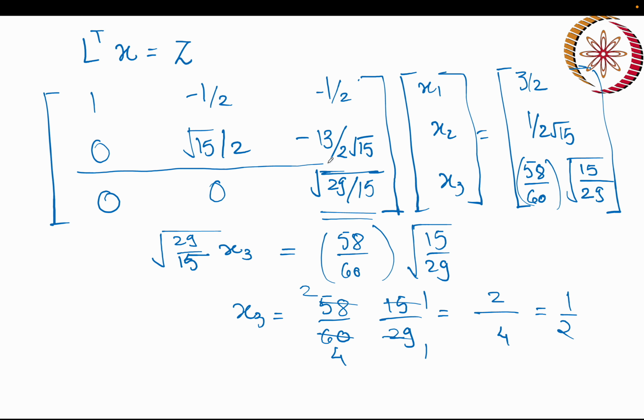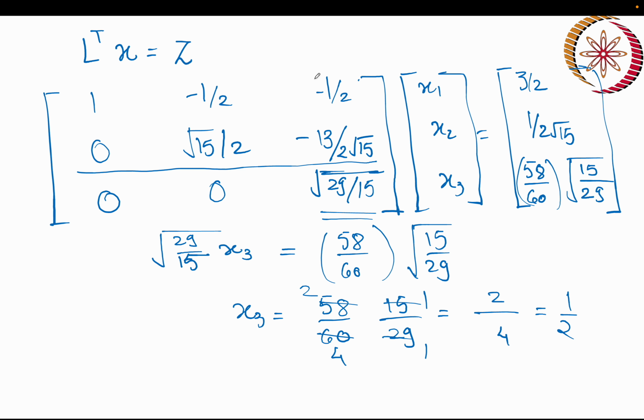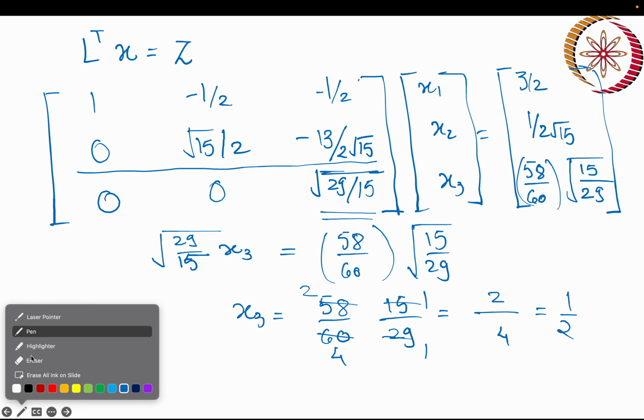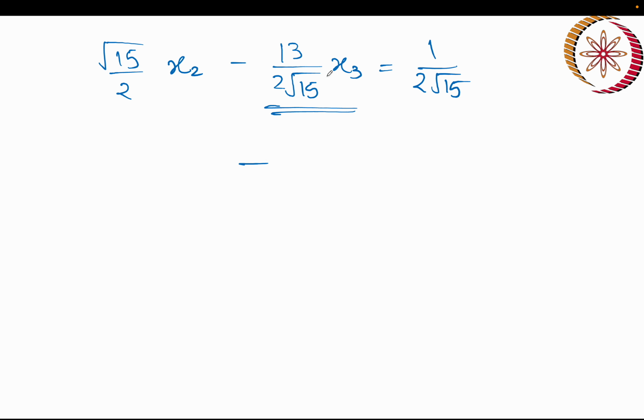Now we'll solve with this second row. So square root of 15 by 2 x2 plus minus 13 by 2 square root 15, x3 is equal to 1 by 2 square root of 15, and we already have this value for x3, which is half, so it will be 13 by, if you multiply it will be 4 square root of 15, it is equal to 1 by 2 root 15.